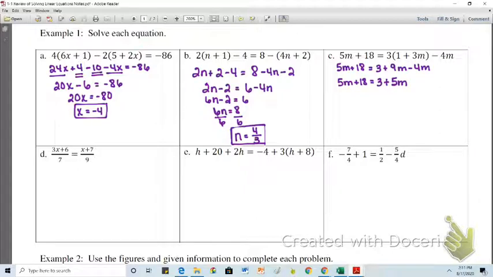Okay, I'm going to subtract 5m from both sides. When I do, I get 18 equals 3. Okay, 18 cannot equal 3. That is a false statement. Therefore, my solution is no solution.